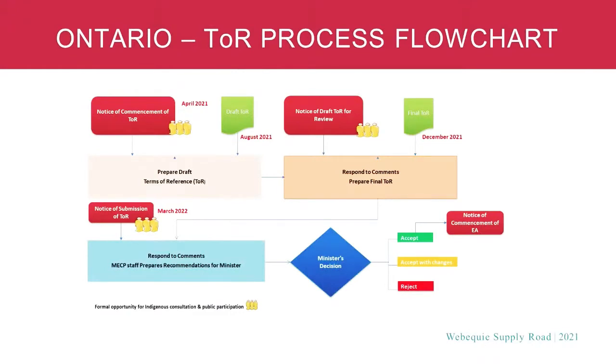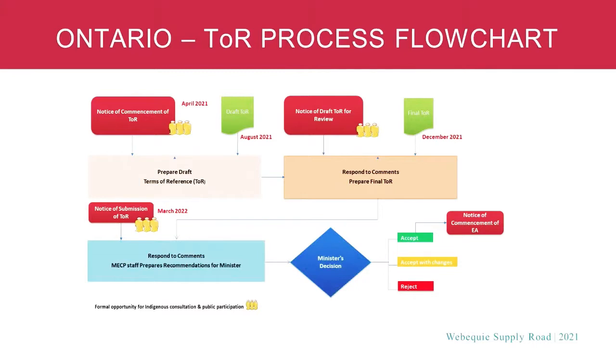And then it's left in the minister's hands, assessing based on their criteria whether they're going to accept it with changes, or reject it. But if they do accept it, that is the final TOR, even with conditions. Then there'll be a notice of commencement of the EA. That's the final box. So that's the roadmap on the TOR process.